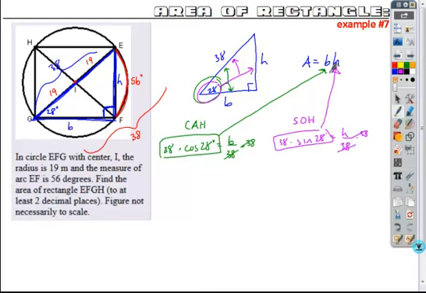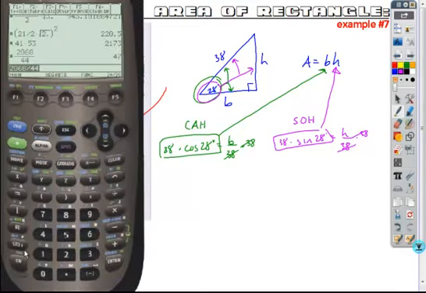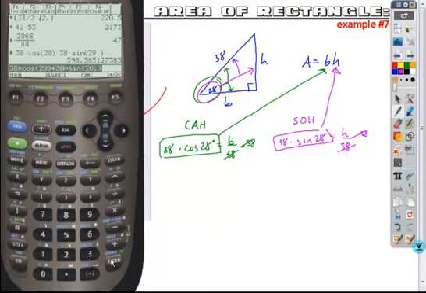And there's my calculation. I can go ahead and use my calculator. My area is going to be 38 times the cosine of 28 degrees times this height, which is 38 times the sine of 28. I'll put a decimal in my entry so my answer is displayed as a decimal. And when I do, I get my answer of 598.57.